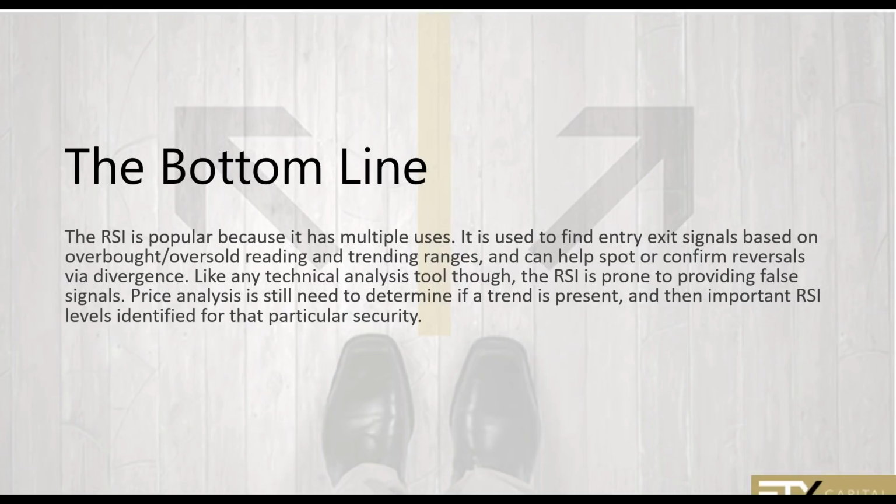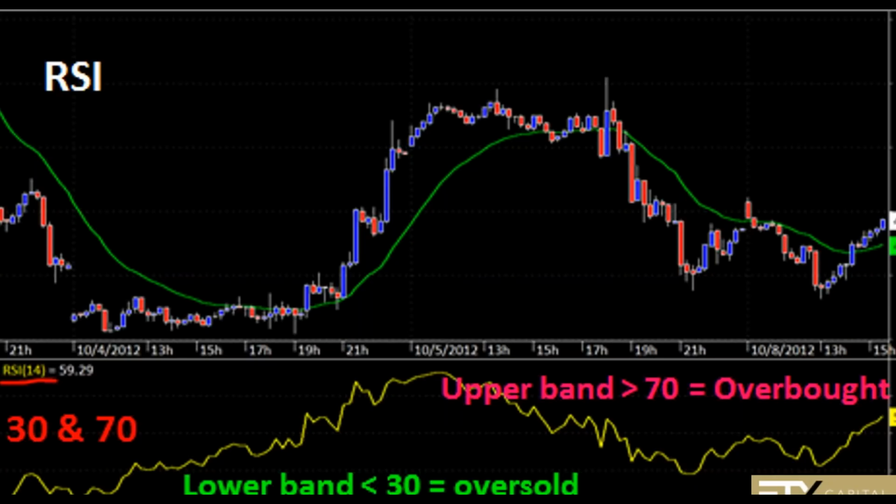RSI is popular because it has multiple uses. It is used to find entry and exit signals based on overbought and oversold readings and trending ranges, and can help spot or confirm reversals via divergence. Like any other technical tool, though, the RSI is prone to provide false signals. Price analysis is still needed to determine if a trend is present, and then important RSI levels identified for that particular security. And remember, that particular security.